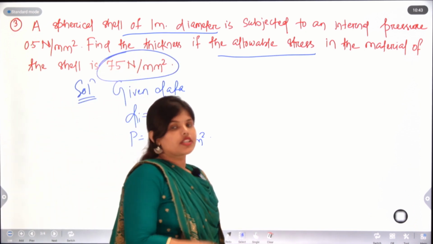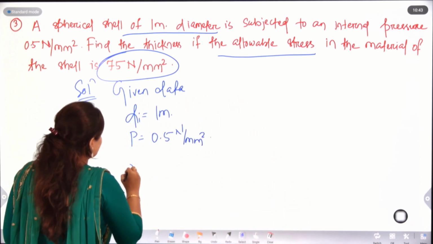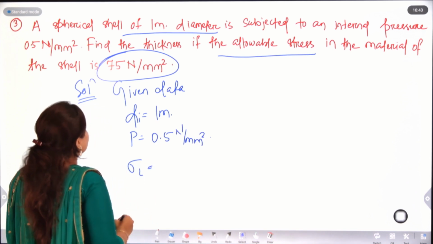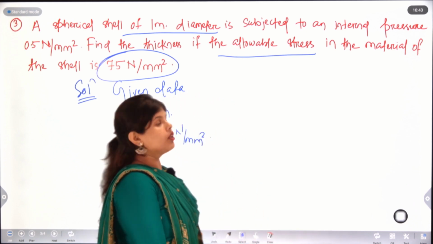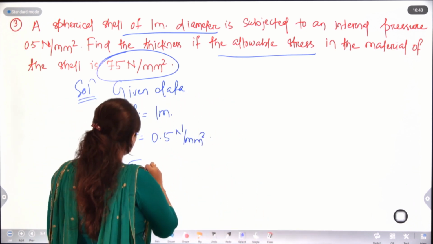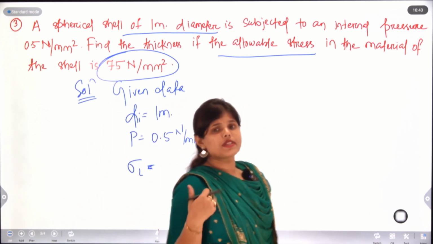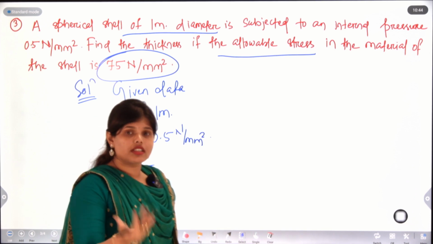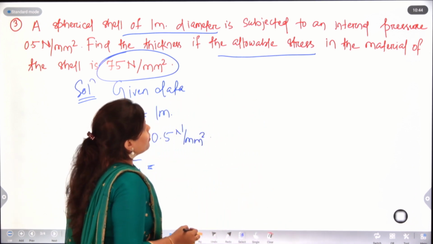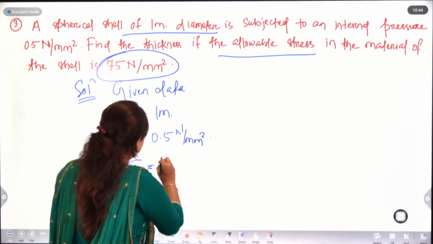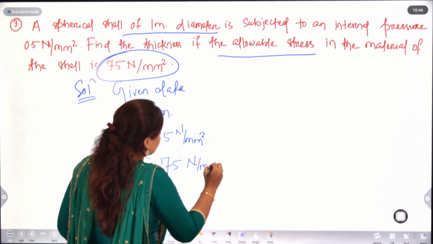Here allowable stress is given. So what is the allowable stress? Allowable stress, we take it as our longitudinal stress. If our permissible stress is given, then we will take that as our hoop stress. In next classes, we will learn what is permissible stress, what is allowable stress, what is ultimate stress. We will discuss that. So our sigma L is 75 Newton per mm square.